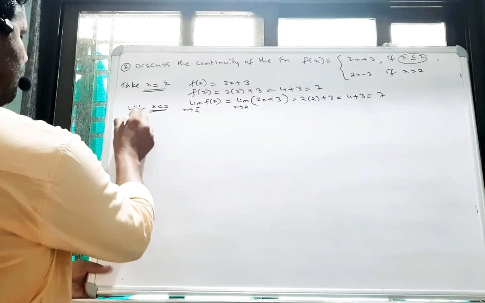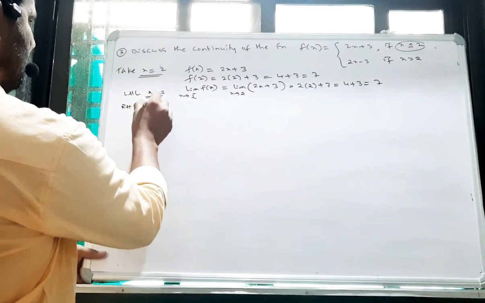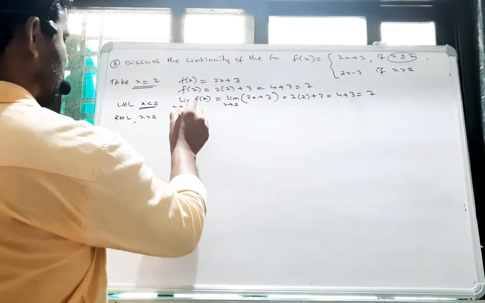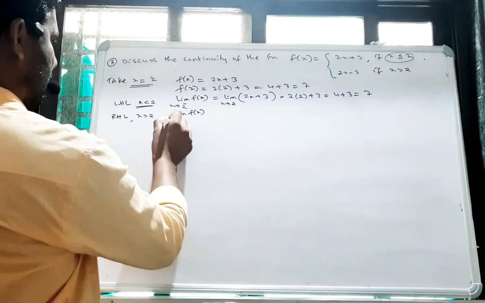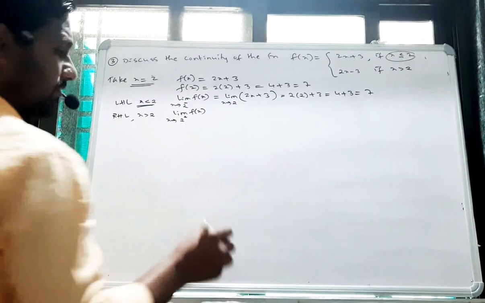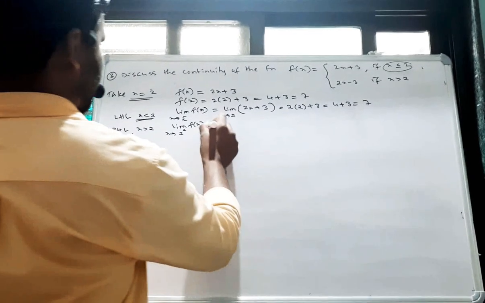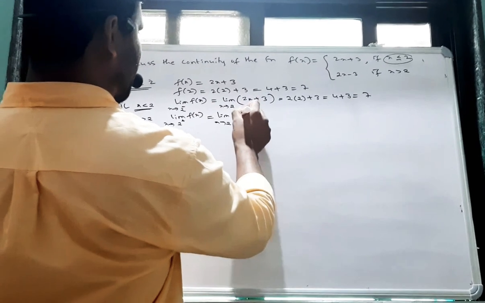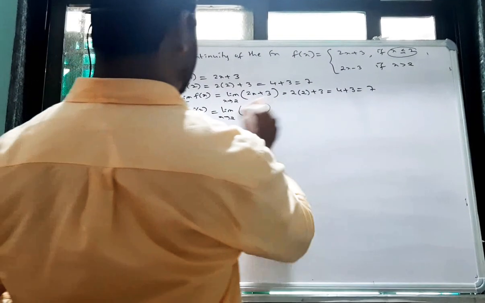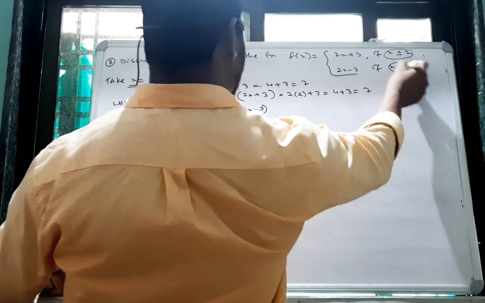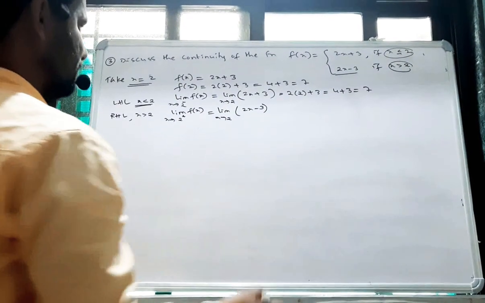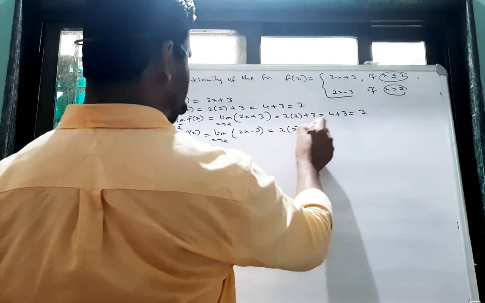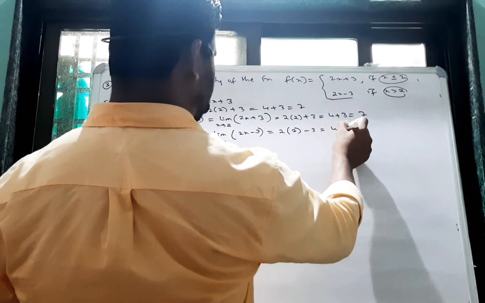Now we find the right hand limit, meaning x greater than 2. That is the limit of the function f of x when x is greater than 2, that is 2 plus, we write. Here f of x is given as 2x minus 3 when x is greater than 2. So we put x equal to 2, that is 2 into 2 minus 3, which is 4 minus 3, that is equal to 1.